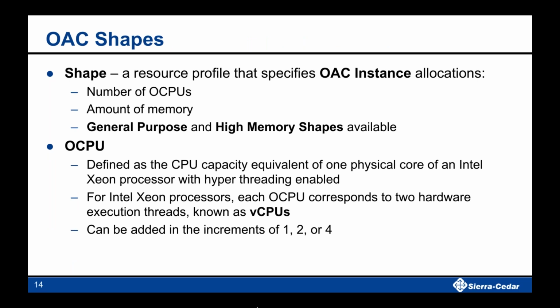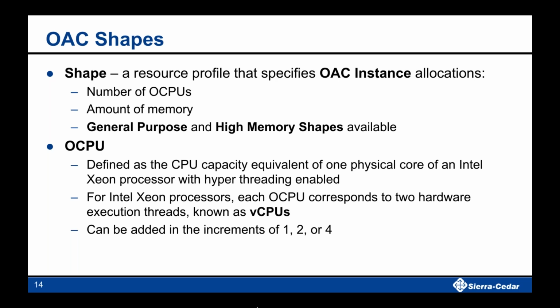So these are OAC shapes. A shape is nothing but a profile that we provide to the virtual machine image. If I'm deploying this virtual machine image, I need to decide on the number of OCPUs and the amount of memory. That is nothing but a shape. We have two types of shapes available today: a general purpose shape and a high memory shape. We will see what these shapes are in the next slide.